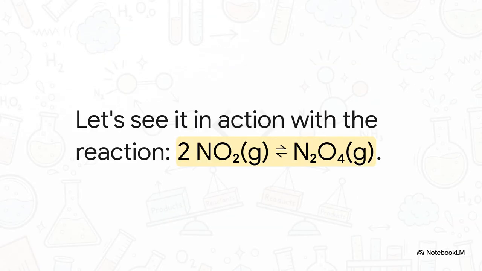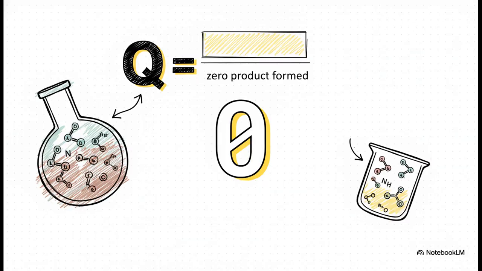All right, let's put this GPS to the test with a real example from our source material, the reaction where nitrogen dioxide turns into dinitrogen tetroxide. So, right at the very beginning, all we have is the reactant, NO2. Since there's no product at all, the top of our Q fraction is 0, which means our journey starts with Q being equal to 0.